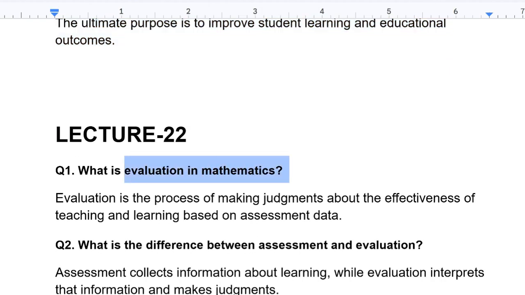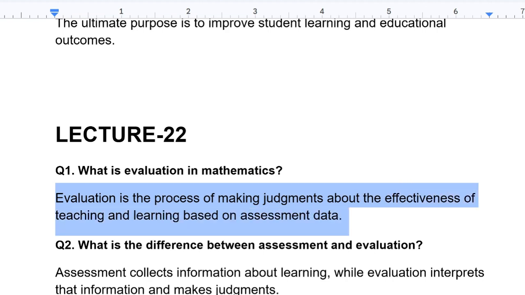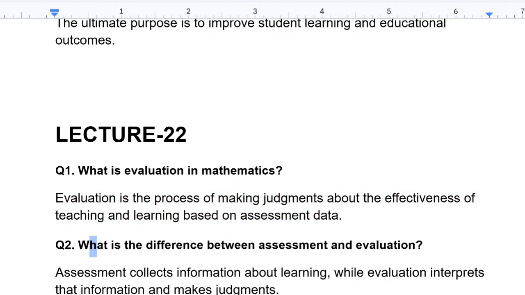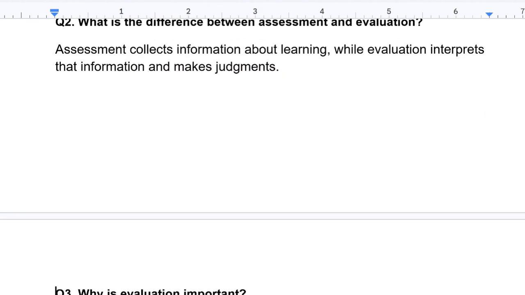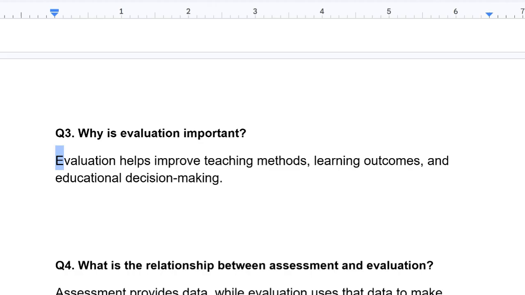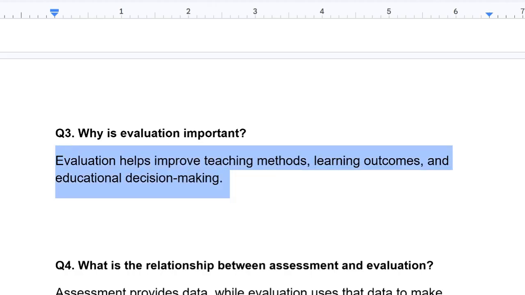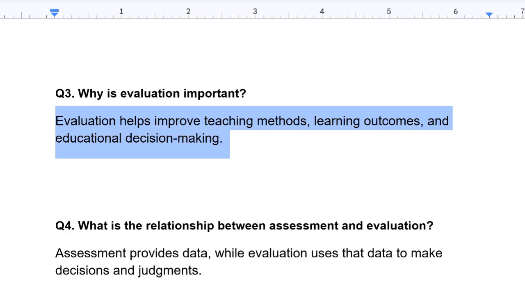What is evaluation? In mathematics, evaluation is the process of making judgments about the effectiveness of teaching and learning based on assessment data. What is the difference between assessment and evaluation? Assessment collects information about learning, while evaluation interprets the information and makes judgments. Why is evaluation important? Evaluation helps improve teaching methods, learning outcomes, and educational decision making.